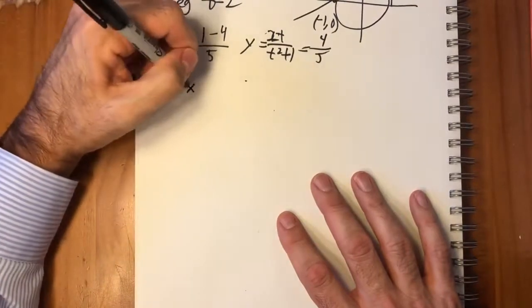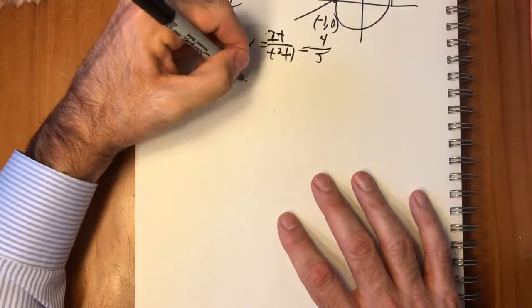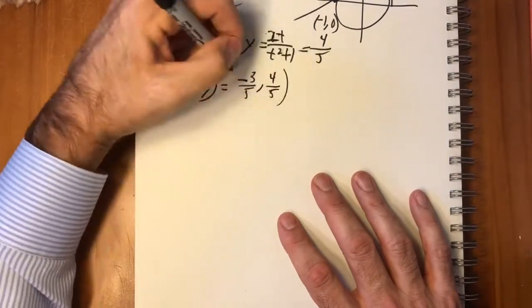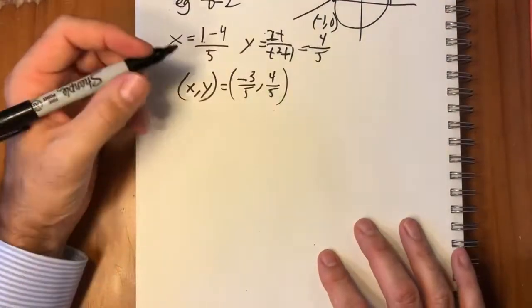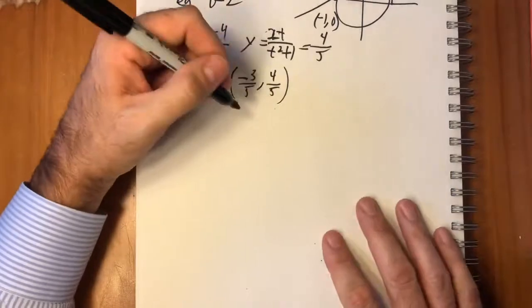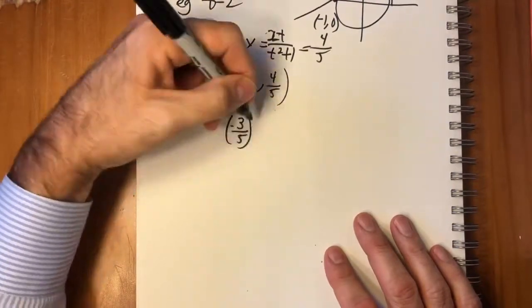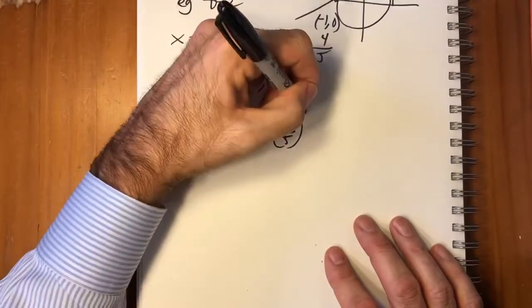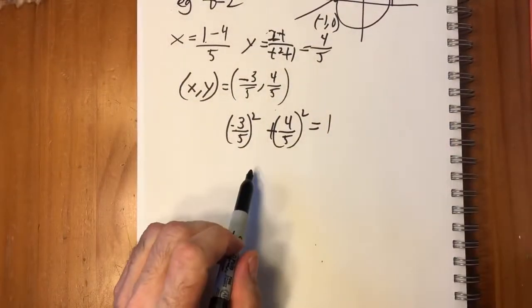So we came up with x, y equals minus 3/5, 4/5, and the circle is symmetrical. So this is a solution to the Pythagorean equation, as we already know. So 3/5, whether it's minus or not, when squared is going to be positive, plus 4/5 squared equals 1, right? We already know that.